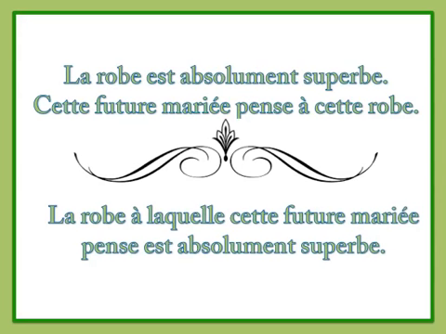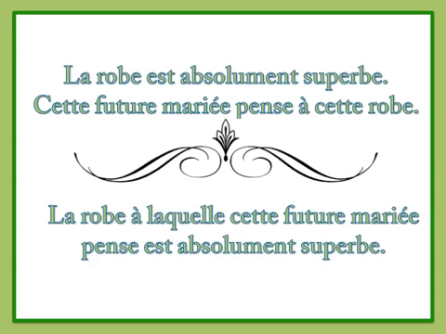La robe est absolument superbe. The dress is absolutely superb. Cette future mariée pense à cette robe. This future bride is thinking about that dress. And what we want to do is make these two sentences relate one to the other. So, voilà, we're going to look in the second sentence. Do you see a preposition? Yes, it's the preposition à, okay?